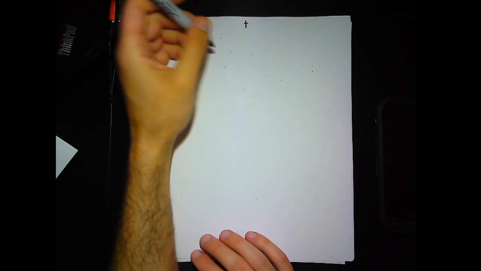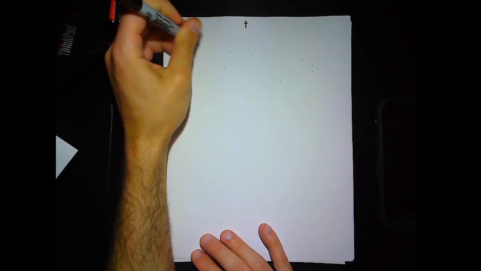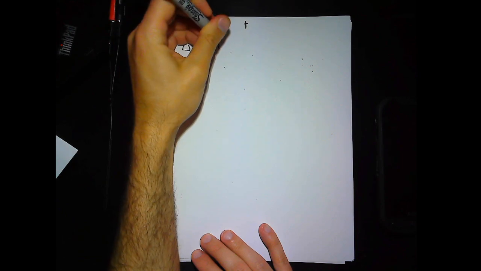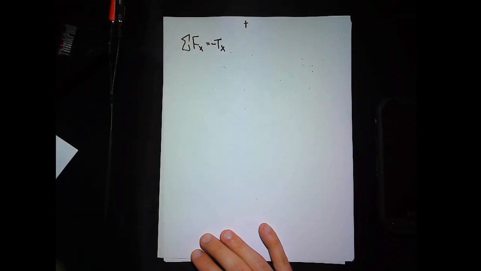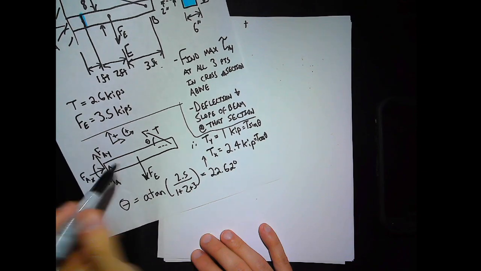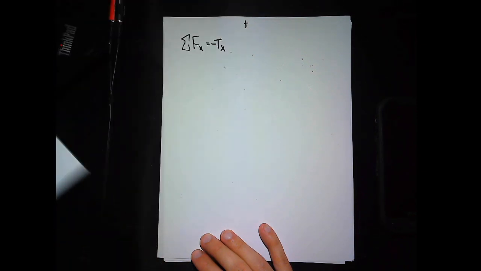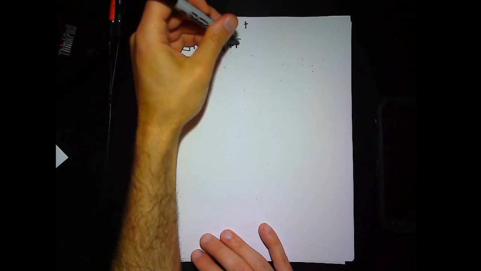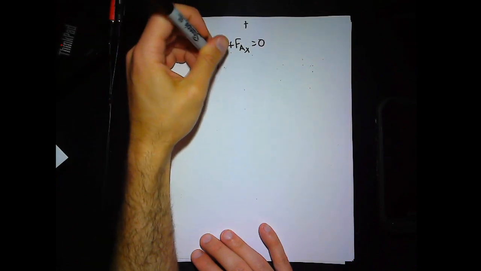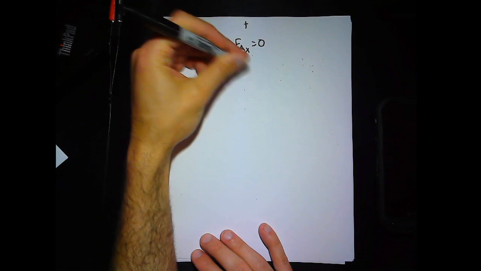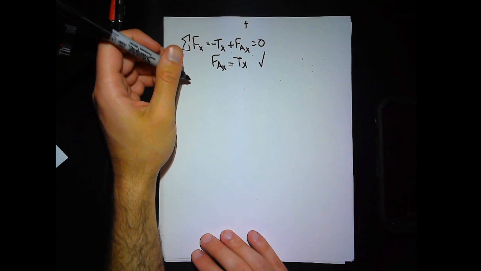So if I'm looking at a summation of forces, let's do the x direction because that's going to be simple. Tx is going to the left, so it's negative according to my sign convention here. Tx is going to the left, Fax is going to the right. So by definition, those are going to be equal and opposite. Great. Now I can start on the rest of it.